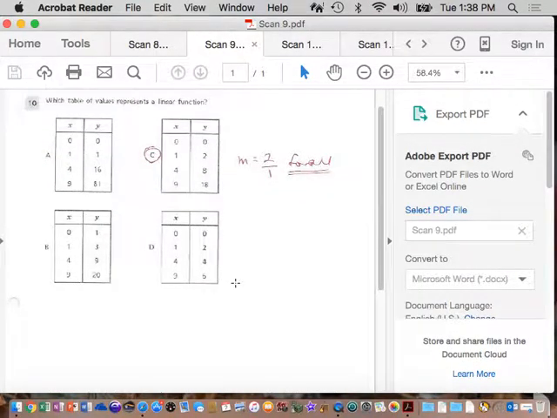Okay, the next one says, which represents a linear function. A linear function is a line, so it has a constant slope. The slope doesn't change. So I have to look for the one that has a constant rate of change. And the one that has a constant rate of change is choice C. Okay?